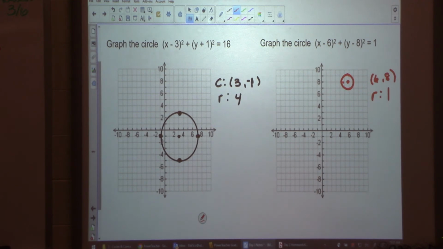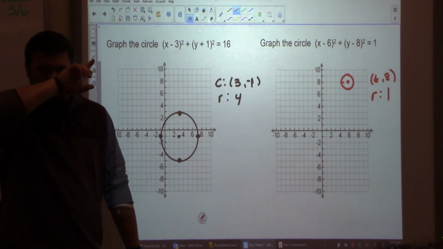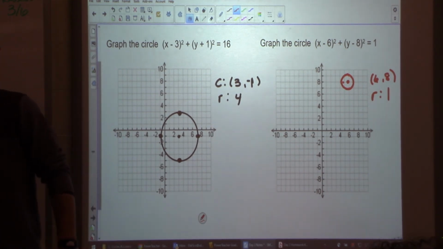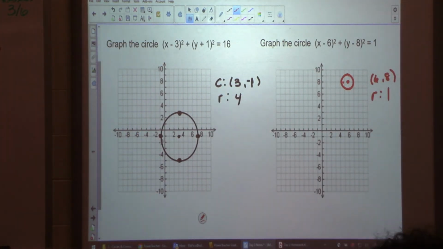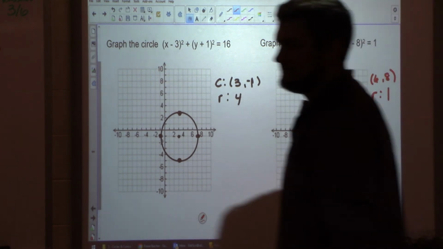Check your answer, please. Thank you. Center at 6, 8, radius of 1, so left, right, up, down, 1 from our center. Any questions on that? Okay. 2 problems left.